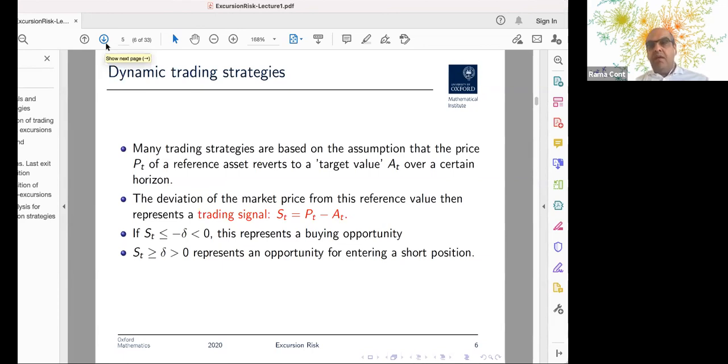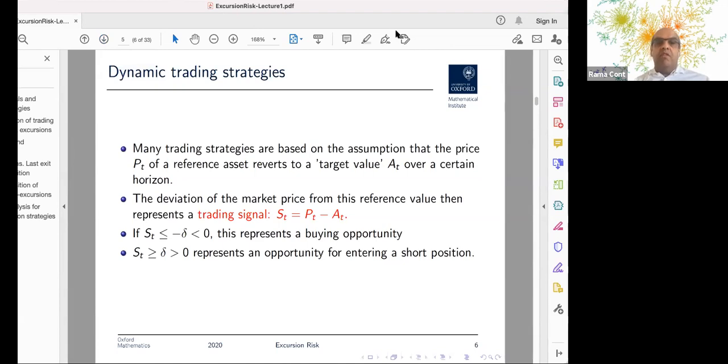This can be, for example, the result of the analysis of a financial analyst. They say, this stock is trading at 200, but I think it's really worth 250. So it can be a qualitative assessment, it doesn't have to be a formula-based assessment. Or it can be the result of a statistical forecast.